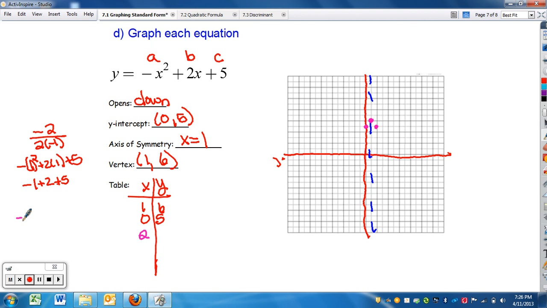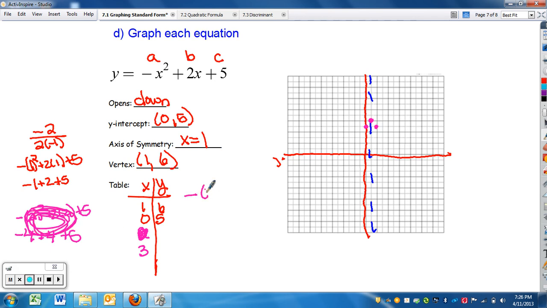Negative 2 squared plus 2 times 2 plus 5. 2 squared is 4, so that's negative 4 plus 4 plus 5. Oh, you know what? I wasn't paying much attention. I shouldn't have done 2. I already have 2. Sometimes that happens. I just got to pick another one. So let's do 3.